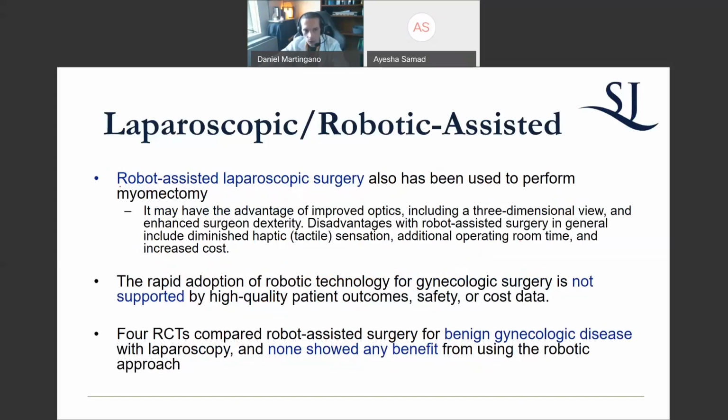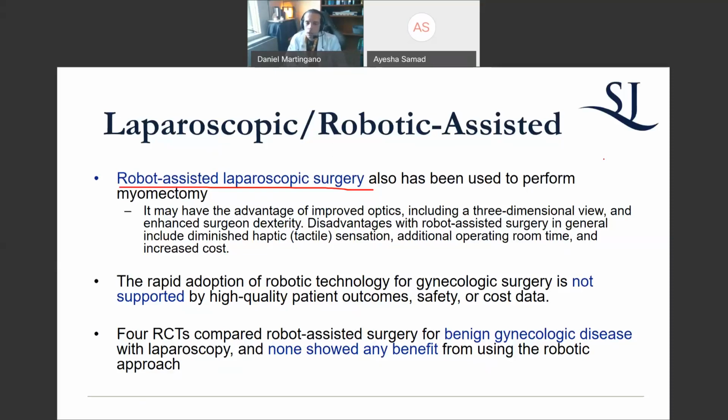Robotic assisted surgery in GYN overall has not really shown a benefit over traditional laparoscopic surgery. And even so, it definitely has advantages in terms of surgeon comfort. I'll tell you, you have so much more dexterity and things like that. Where I did my training, we were trained on the robot as part of our curriculum.